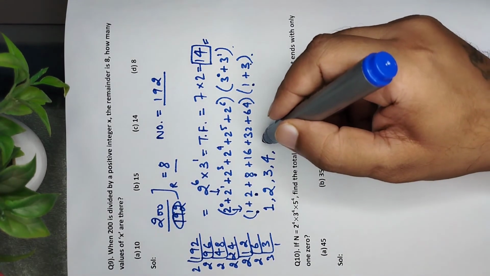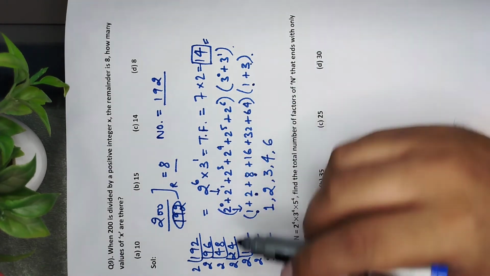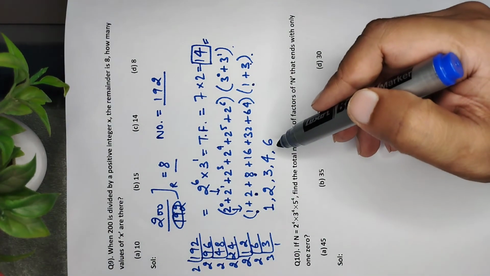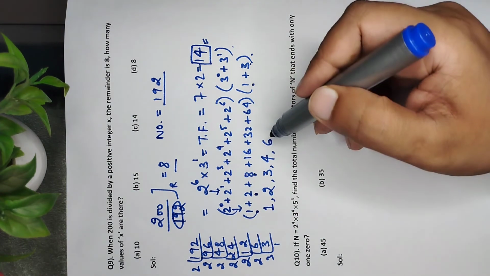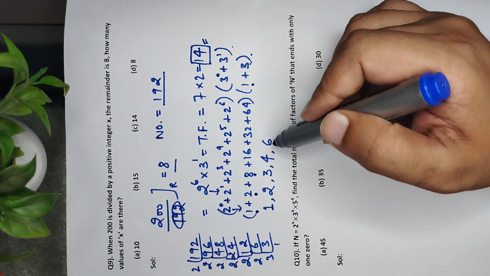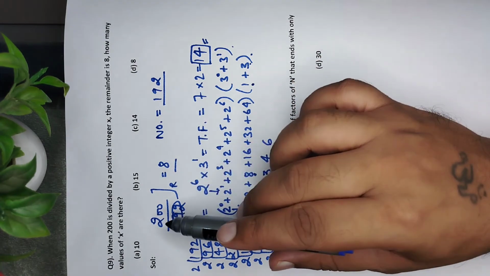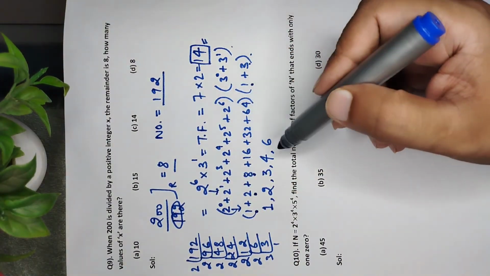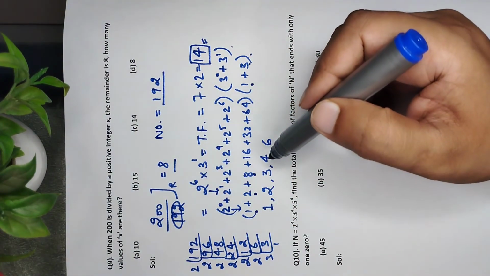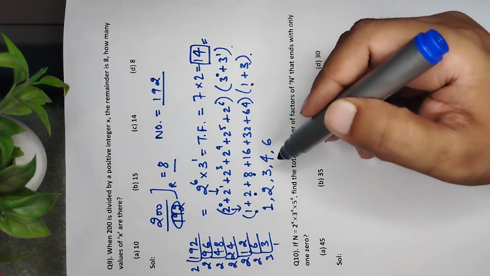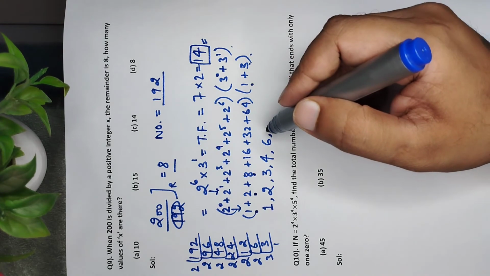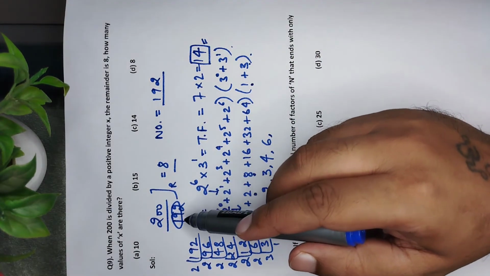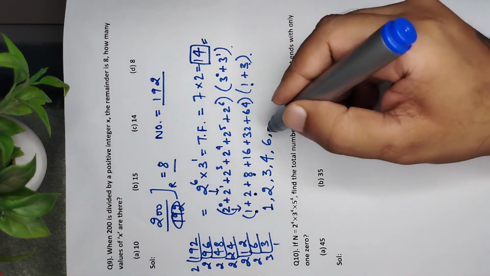Is 6 a factor of 192? Yes, 3 multiplied by 2 is 6. 6 is a factor of 192, or you can simply see whether 192 is divisible by 6. Yes, 6 divides 192 and 6 is a factor. Now, can 6 leave remainder 8 when it divides 200? Obviously not, because 6 is already smaller than 8. How can it leave a remainder bigger than itself? Now, another number is 7, but 7 is not a factor of 192, so we don't have to write it.